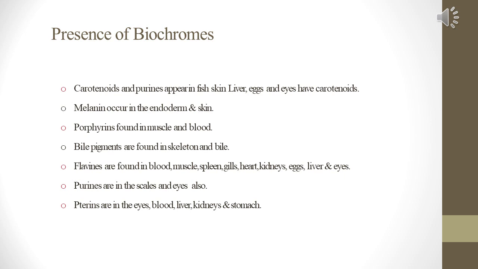Now the purines. Purines are mostly present in the scales and eyes. Purines mostly show the white and silvery color. Pterines are in the eyes, blood, liver, kidneys and stomach. So these are the pigments which are present in the different organs, and that's why those organs show different colors. So you must remember the names of these pigments and the colors shown by the pigments. Then you have to learn about the pigments present in the organs.